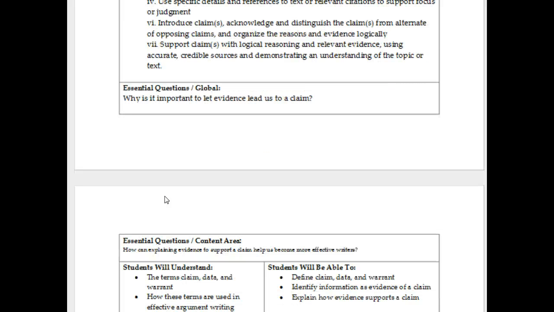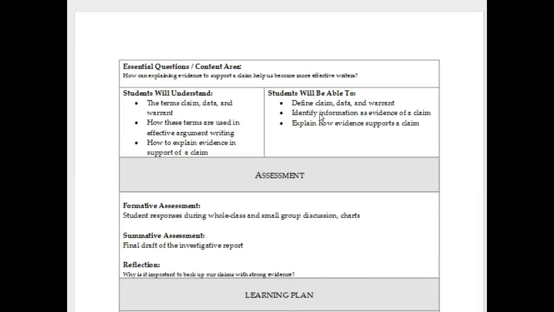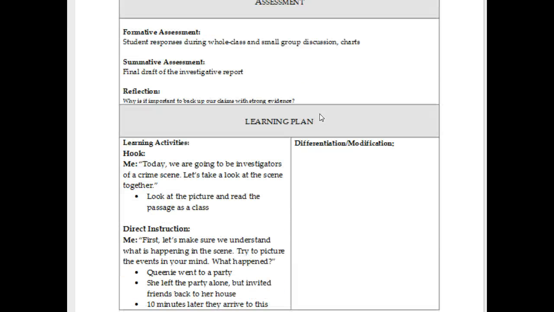And I find it interesting, though, your essential question, why is it important to let evidence lead us to a claim? I'm not really sure that I saw that addressed in your lesson plan here. And I think that might be a good place to actually start. You say that your hook is, today we're going to be investigators of a crime scene. Let's take a look at the scene together and jump them right into this picture.